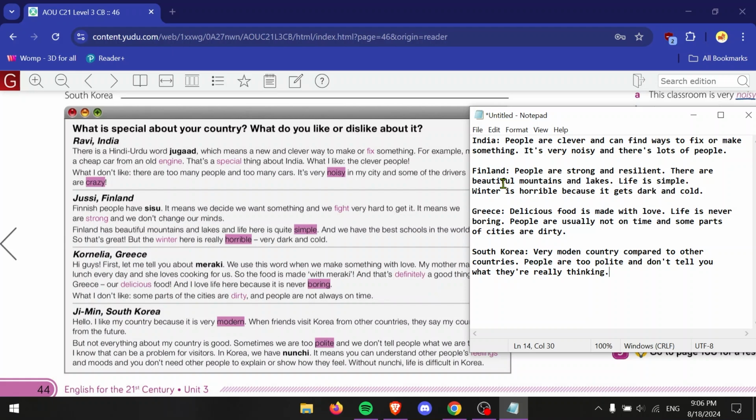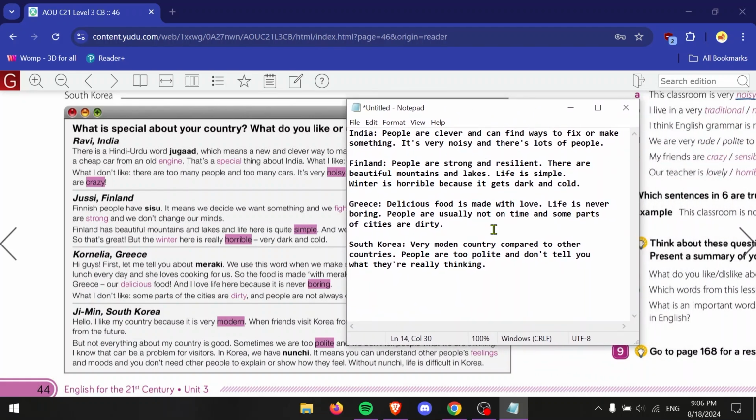For India, we have people are clever and can find ways to fix or make something. However, it's very noisy and there's lots of people. In Finland, people are strong and resilient. There are beautiful mountains and lakes. Life is simple. However, winter is horrible because it gets dark and cold. A lot more so than your average winter in other countries. In Greece, delicious food is made with love. Life is never boring. However, people are usually not on time, and some parts of cities are dirty.